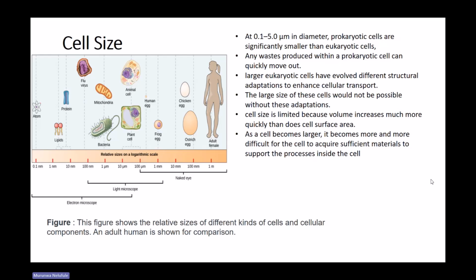And indeed, the large size of these cells would not be possible without this adaptation. In general, cell size is limited because the volume increases much more quickly than does the cell surface. As a cell becomes larger, it becomes more and more difficult for the cell to acquire sufficient materials to support the processes inside the cell, because the relative size of the surface area across which material is transported declines.